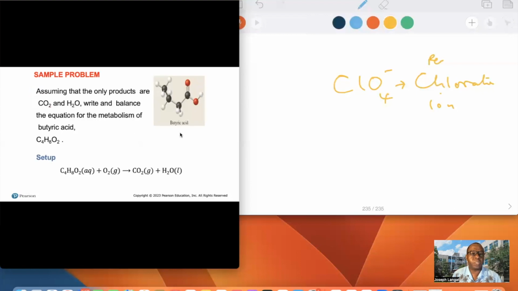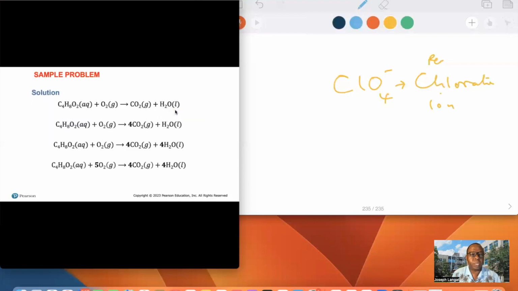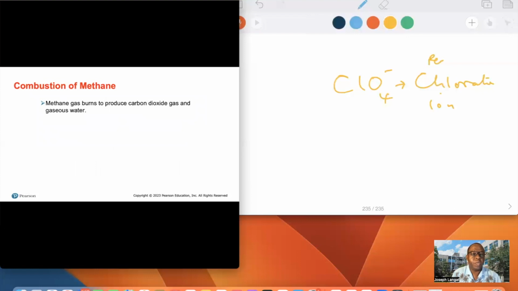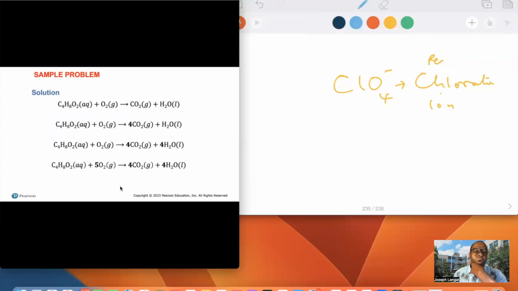Another example is the metabolism of butyric acid, which is just like combustion. You need to balance the equation. This is the formula for butyric acid, right? Just the way we did before, you have to go back and forth until you get the correct coefficient in front of the reactants and products.